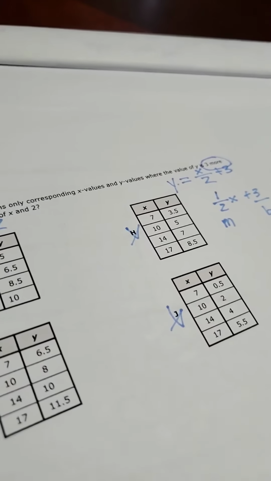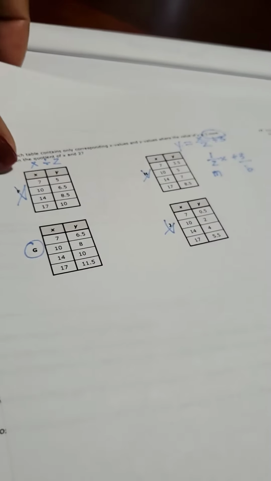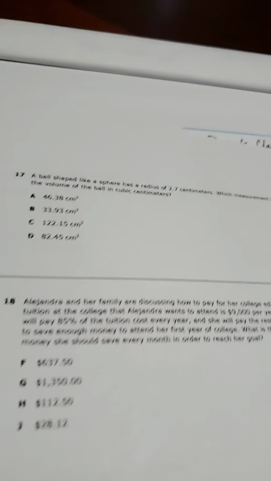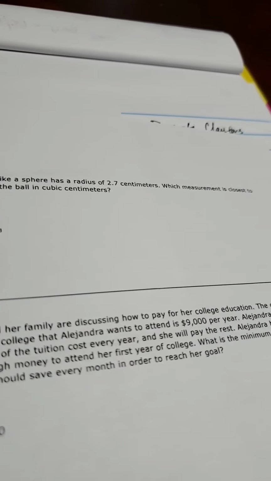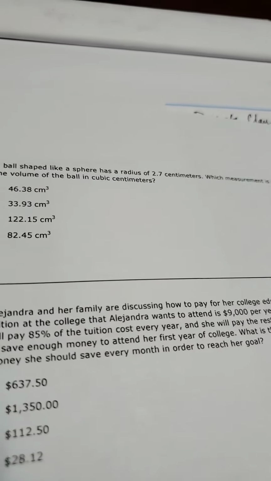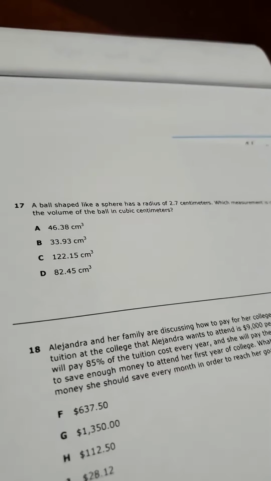Okay? Desmos worked most of this for you. So again, it is a tool you can use on your STAAR exam. Let's try 17. A ball shaped like a sphere has a radius of 2.7 centimeters. Which measurement is closest to the volume of the ball in cubic centimeters? Cool. I need my formula chart.